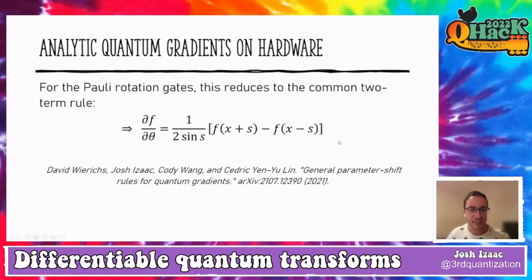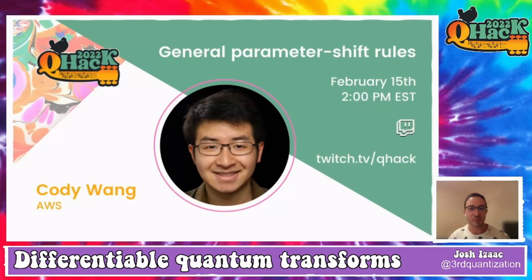If you're interested in reading more about this, I'll point out a paper that we recently put up on the arXiv that goes into this in more detail and explores the theory, the constraints, and the possibilities of these general parameter shift rules for quantum gradients. I'd also like to take this moment to point out that there's a talk coming up in QHack as well to explore this in more detail. So definitely do join as Cody explores the theory behind the general parameter shift rules for evaluating quantum gradients on quantum hardware. A really, really cool talk. Make sure not to miss it.